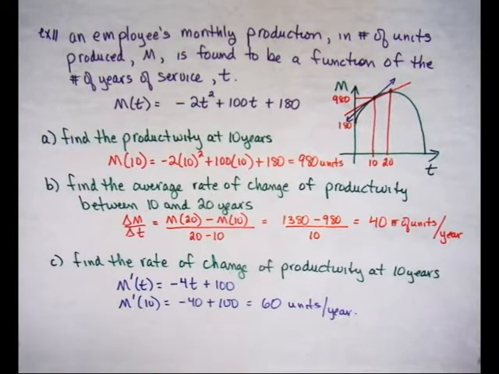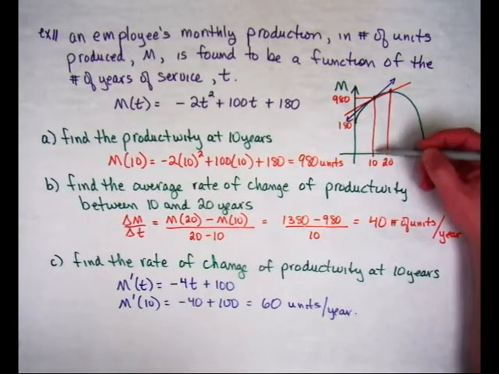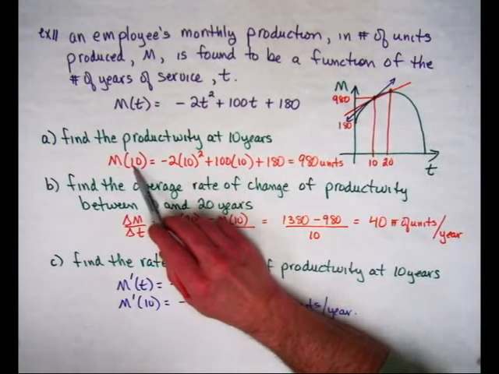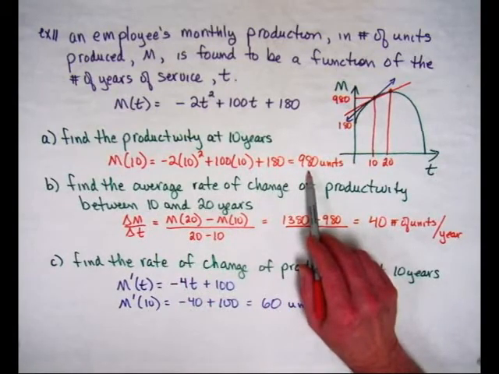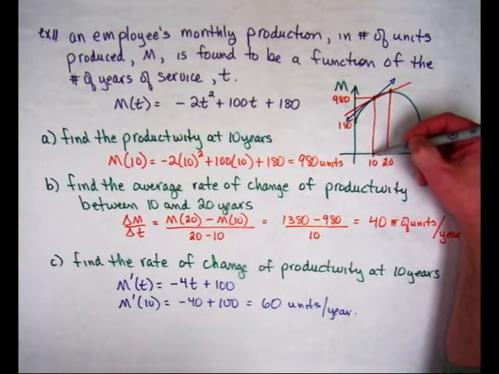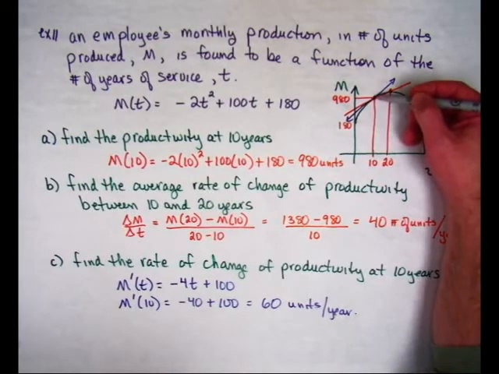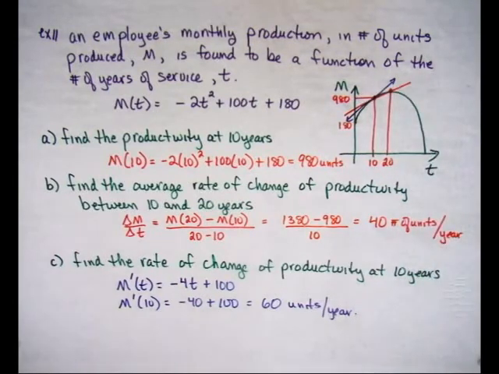So the first question says, find the productivity at 10 years. So the first question is not asking a rate of change. It's simply asking how many units was the employee producing at their 10th year. In other words, it's just asking us to find a point on the graph. So I've selected the point T equals 10, plugged it into the function, so M at 10, and it turns out to be 980 units. So on the graph, that would mean that this point 10 corresponds to an M value of 980. So the first question is simply asking for a point on the graph. What's the productivity at 10 years?